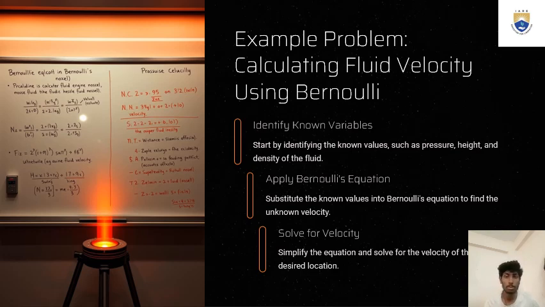Now, example problems, like how we are able to calculate fluid velocity using Bernoulli's principle. First, identify the known variables, starting with values such as pressure, height, density, flow rate, and other things as well. Then apply Bernoulli's equation: substitute the known values into the equation to find the unknown velocity. Finding the unknowns is our main goal. If they ask us to find velocity, we simplify the equation to solve for the velocity of the fluid at a desired location. With this, you'll be able to find the things that are required.